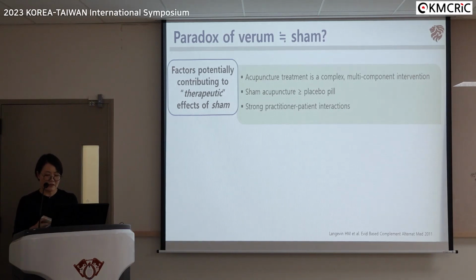So, let's have a look at the first paradox. Paradox of verum is not different from sham acupuncture control. In this situation, what would be the most common interpretation? Acupuncture is a mere placebo, right? This is the common interpretation in this paradox. The sham acupuncture is stronger than we expect it to be, or it is supposed to be, and there must be factors contributing to therapeutic effects of sham.